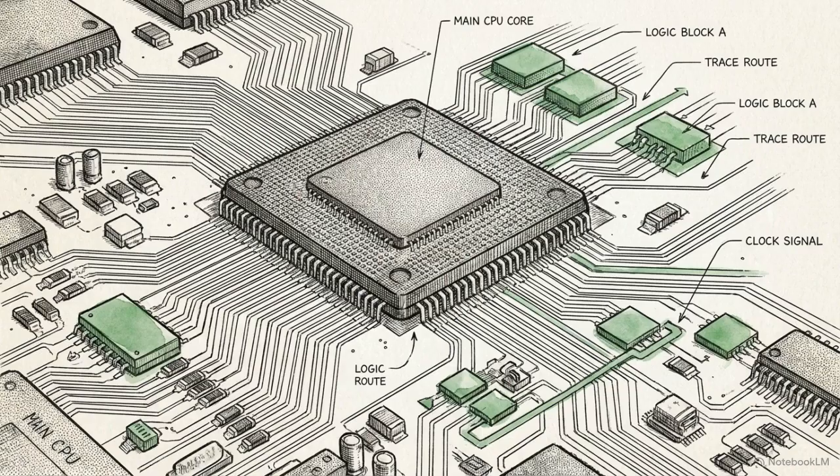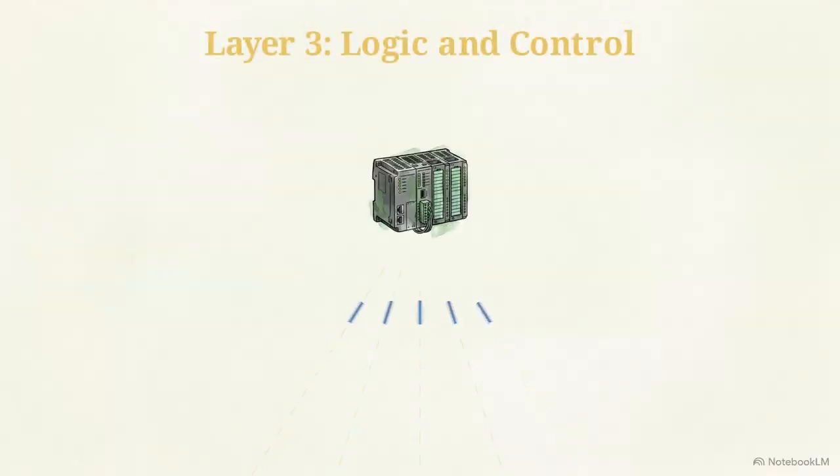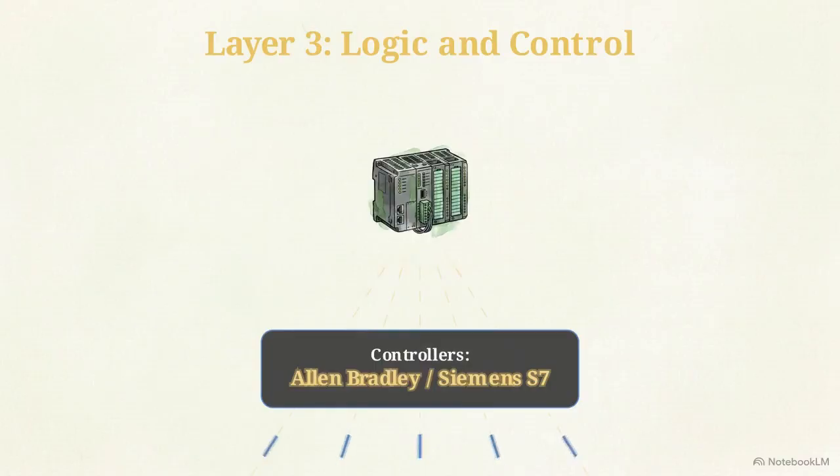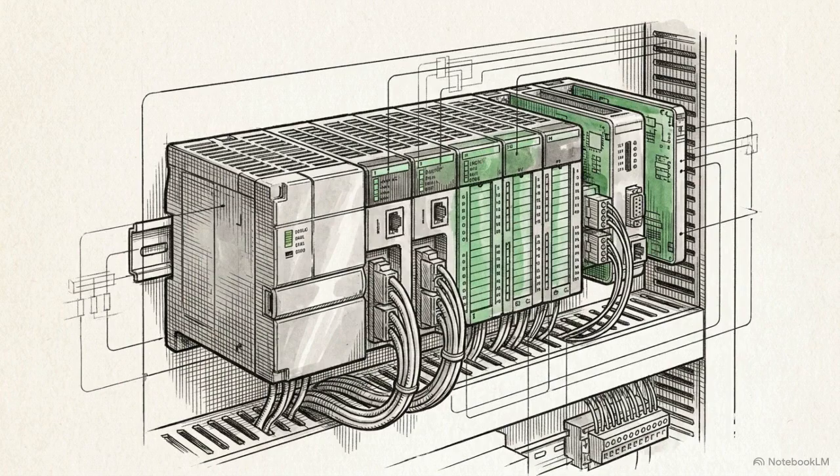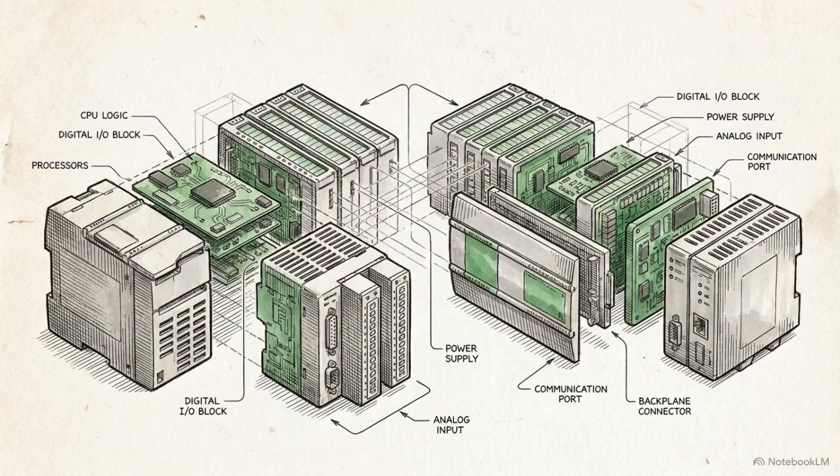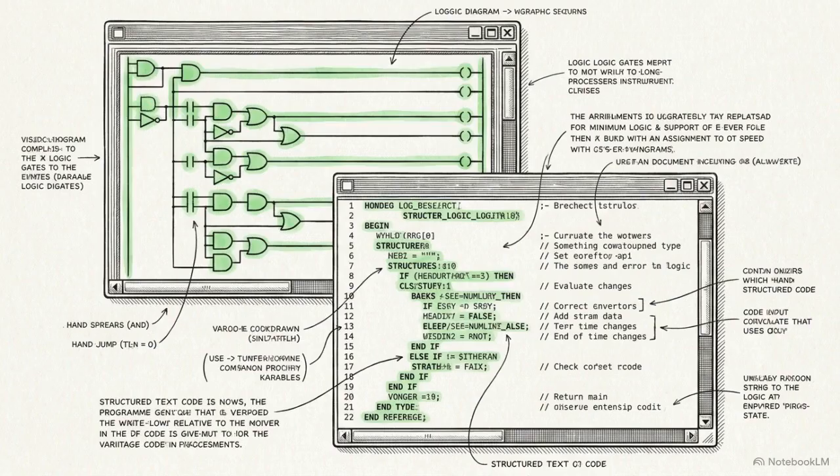While the mechanics and sensors provide the movement and the feedback, the system still requires a central processor to interpret this data. This leads to Layer 3, logic and control, the destination for the sensor data. Industrial automation relies on the Programmable Logic Controller, or PLC. This is a ruggedized computer designed specifically to control manufacturing processes. The ad specifies Allen Bradley and Siemens S7. These are distinct operating environments with different hardware architectures. A technician must be proficient in the specific programming languages used by both manufacturers.